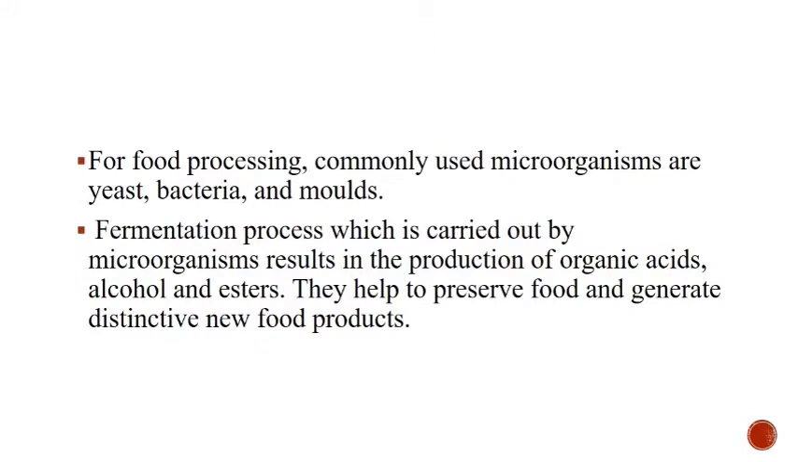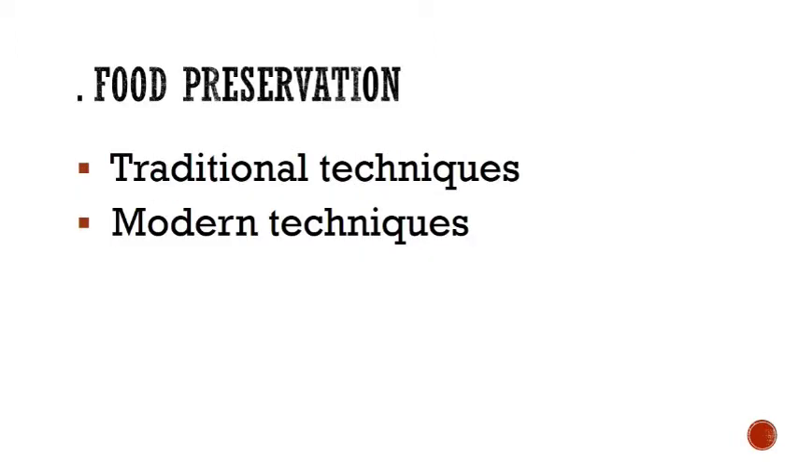Microbes in food process. For food processing, commonly used microorganisms are yeast, bacteria and molds. The fermentation process, which is carried out by microorganisms, results in the production of organic acids, alcohol and esters. They help to preserve food and generate distinctive new food products. Food preservation. Two techniques are followed in food preservation. They are traditional techniques and modern techniques.